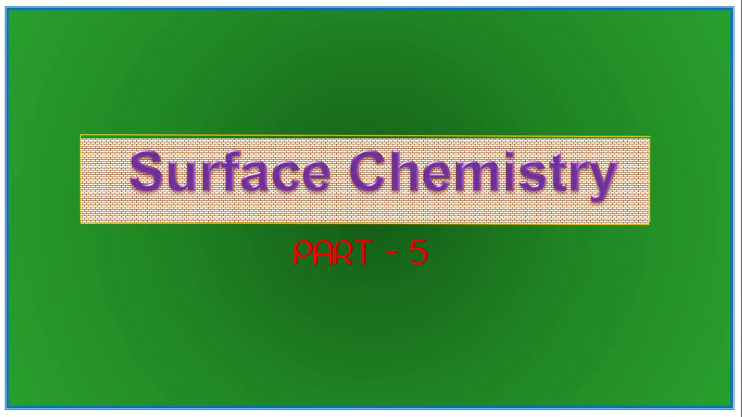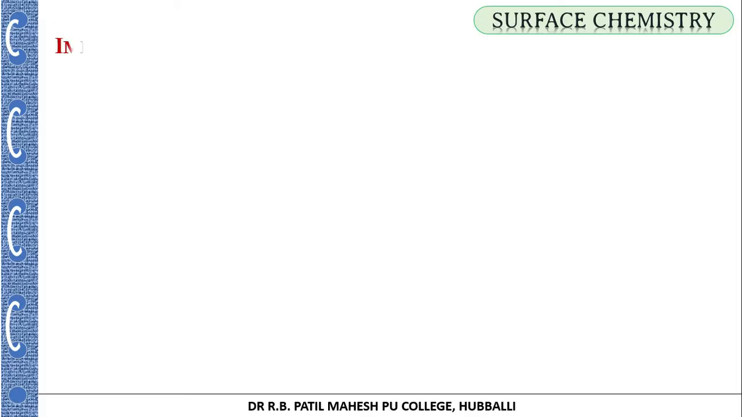Hello students, welcome to Surface Chemistry part 5. In this part we are going to study some important features of solid catalysts, and then shape selective catalysis, and at the end enzyme catalysis. Let us start with the important features of solid catalysts.